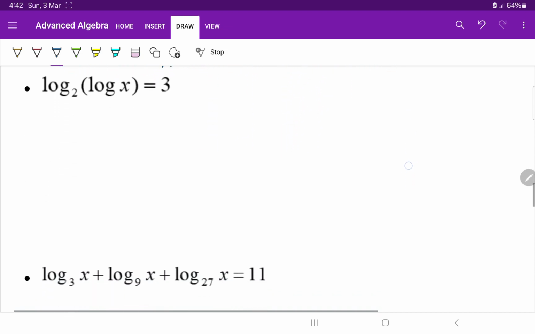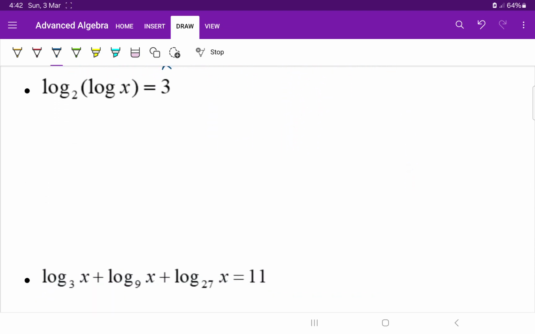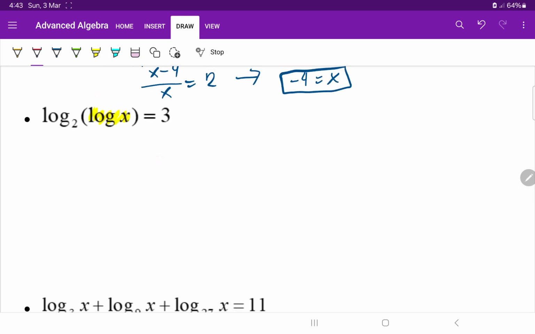Next item. So log base 2 of log x is equal to 3. So dalawang log terms ang meron tayo dito, wherein yung isang log term ay nakapaloob sa argument. So how will we solve this? Okay, so let's try to work on the outside logarithm first. Okay, so let's just treat this muna as one big term. Okay, so let's say this is a. Okay, so essentially magiging log base 2 of a is equal to 3 tayo.